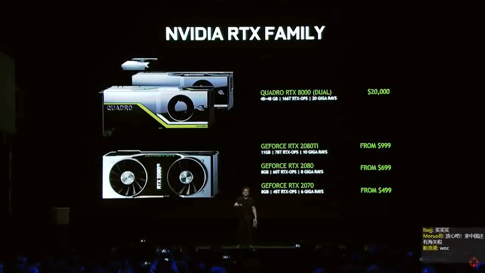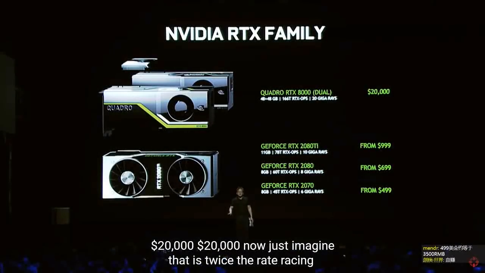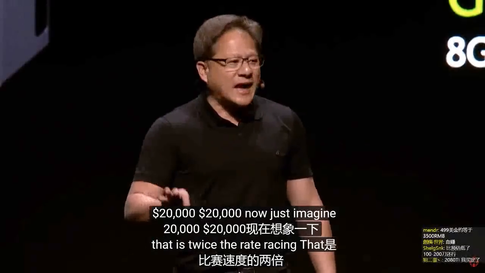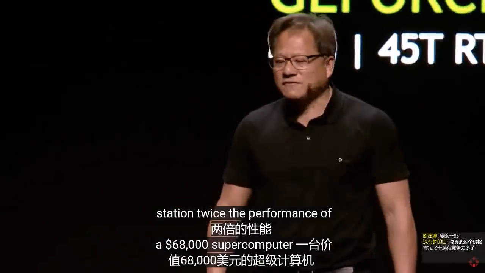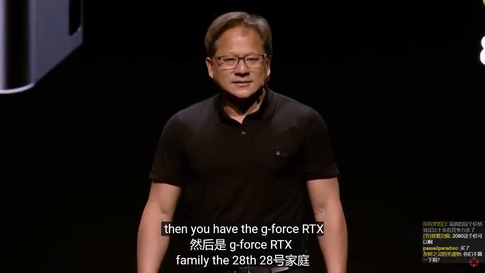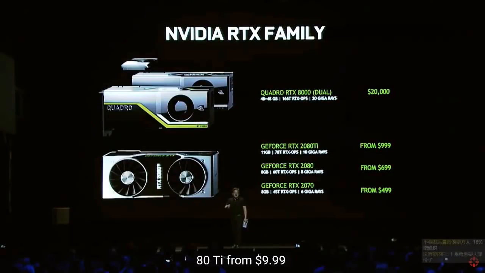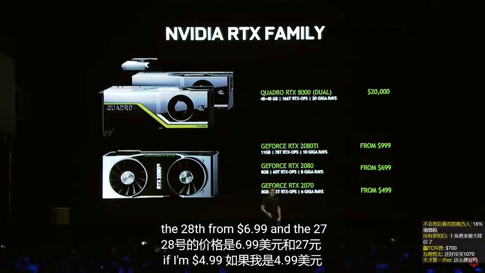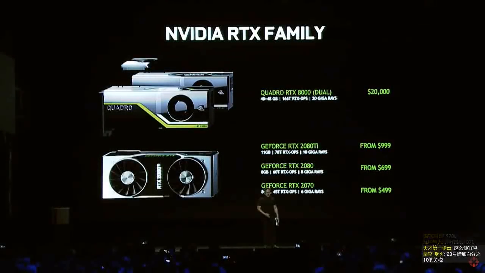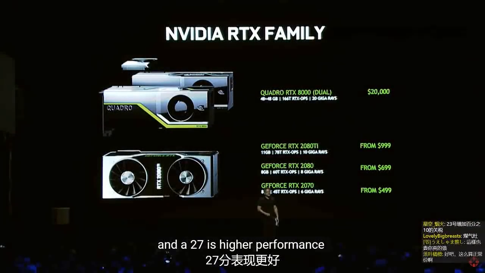Now just imagine, that is twice the ray tracing performance of a $68,000 DGX station. Twice the performance of a $68,000 supercomputer. Then you have the GeForce RTX family. The 2080 Ti from $999. The 2080 from $699, and the 2070 from $499, and the 2070 is higher performance than the $1,200 Titan XP.